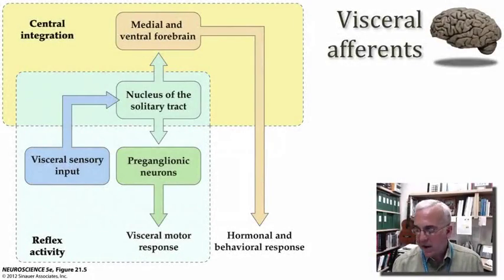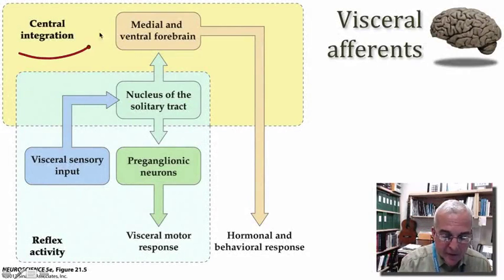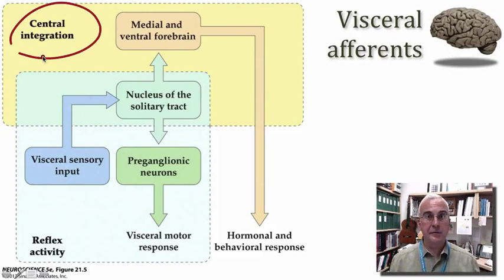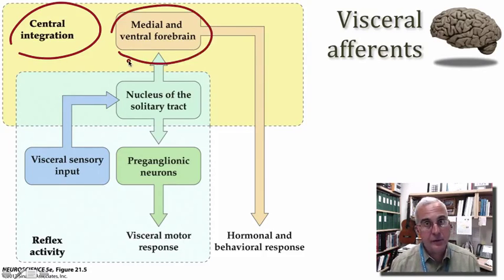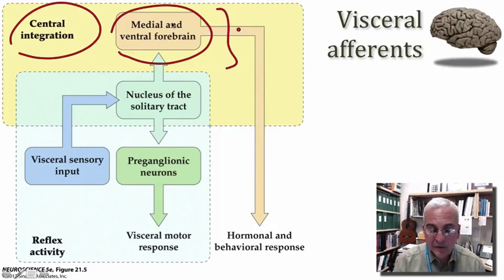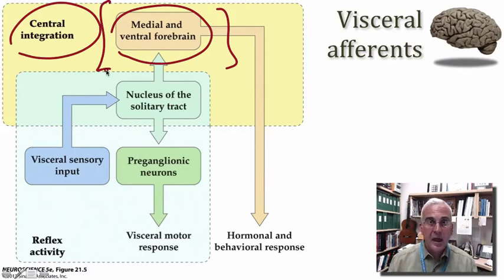Okay, what I'd like to do now is introduce this concept of central integration of these visceral sensory signals so that the motor output can be coordinated by higher brain centers in the medial and ventral aspects of the forebrain. So I want to show you an expanded, or maybe you might think of this as an exploded version of this illustration that unpacks exactly what these structures are and how they relate to the influx of sensory signals and then the output of our preganglionic neurons.